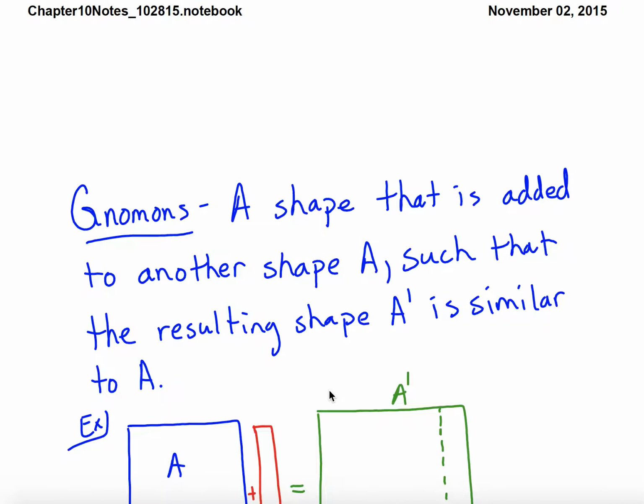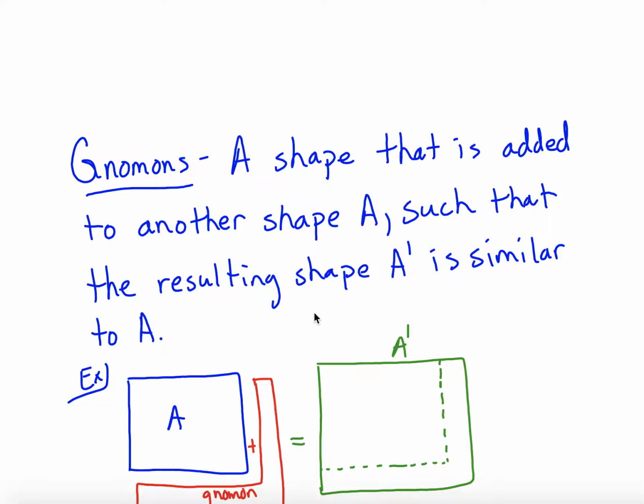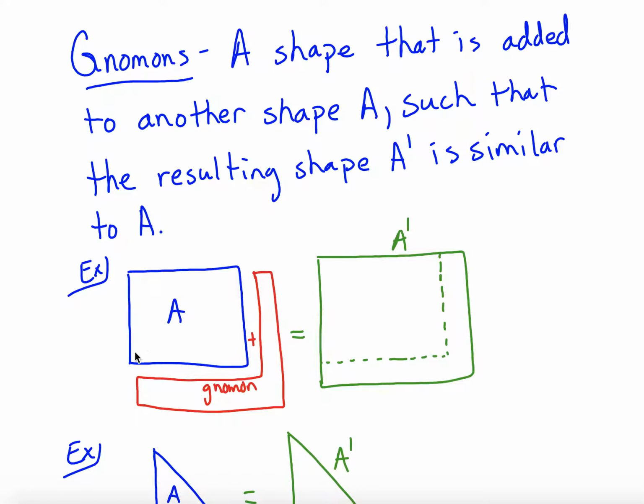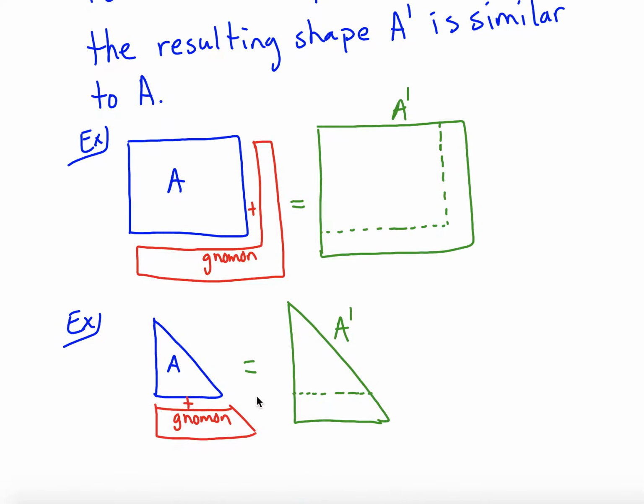A gnomon is a shape that is added to another shape such that the resulting shape is similar to the original one. So like here, if here's A, which is a rectangle, and I add some gnomon shape, some weird shape, it doesn't have to be a rectangle, it can be any kind of shape, to this A, the resulting rectangle, A prime, has the exact same proportions. So even though this gnomon is not a rectangle, when I attach it to this rectangle, I get a similar rectangle. So A and A prime are similar to each other with this added gnomon. Again, the gnomon can be any shape.